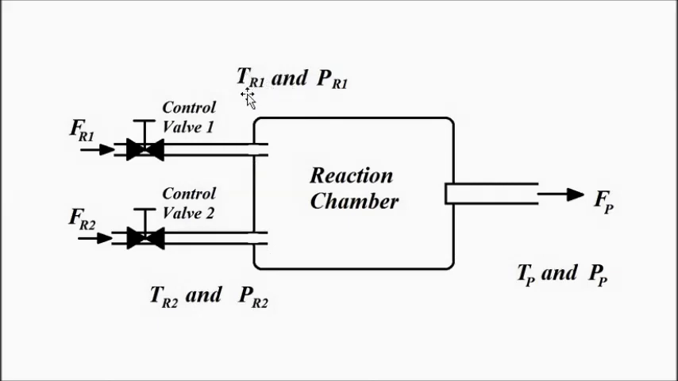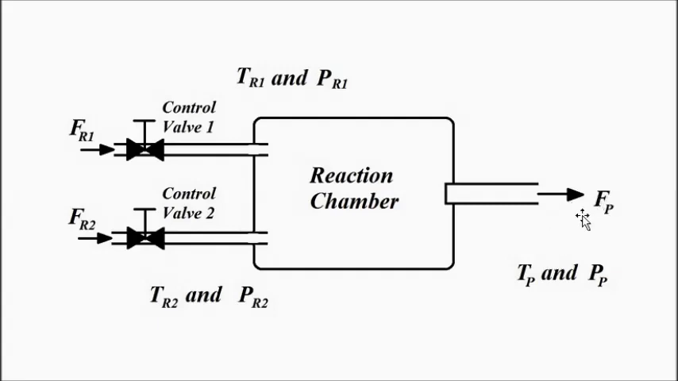Here, if we include these two things, which we are not controlling, the temperature or pressure for both the reactants, they become disturbance variables. Also, the temperature and pressure of the product, we don't want to measure it; we just want to make sure that the product is available to us at a certain flow rate.